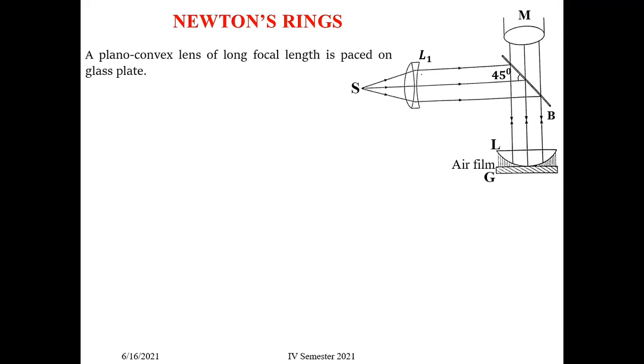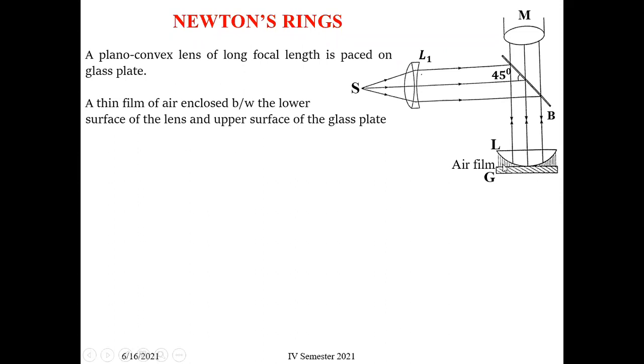There is a plano convex lens. Here L is the plano convex lens of large focal length, placed over a plain glass plate. G is the plain glass plate. Over this glass plate you place the plano convex lens, which means one surface is curved and the other surface is flat. This is the plano convex lens with long focal length, placed on the plain glass plate, right?